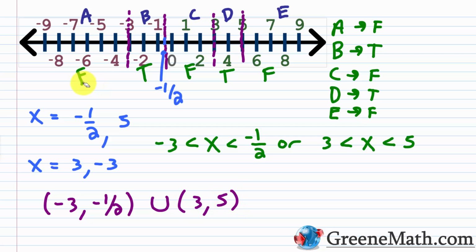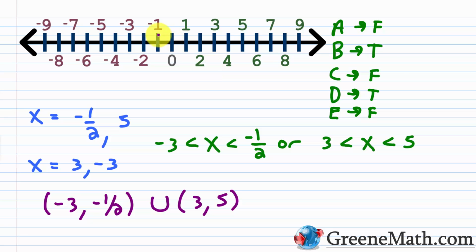So graphically, let me erase all this, and let me write my notch in for -1/2 again. So I'm going to put a parenthesis at -3 and a parenthesis at -1/2. Again, shade everything in between. I'm going to put a parenthesis at 3 and a parenthesis at 5 and shade everything in between. So this is our graphical solution. This is our interval notation. Again, using our variable x, we say x is greater than -3 and less than -1/2, or x is greater than 3 and less than 5.